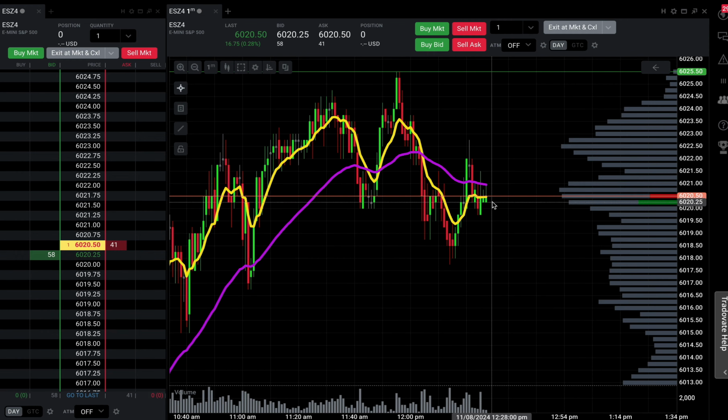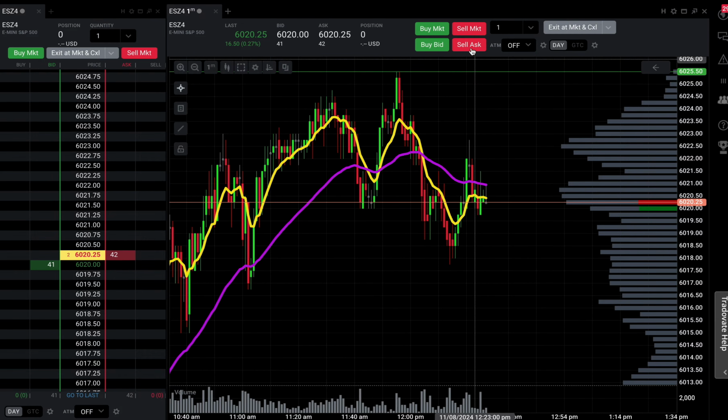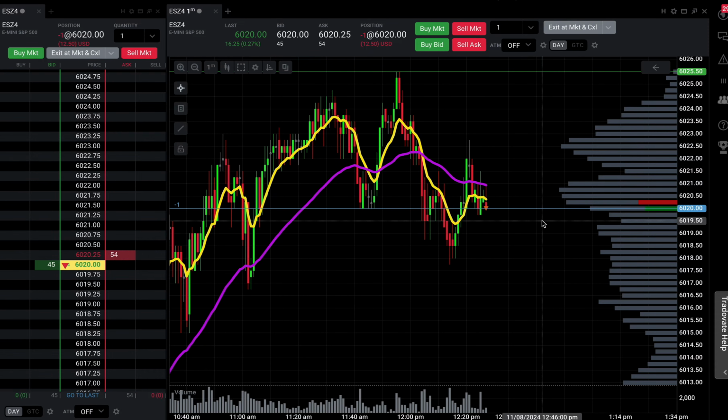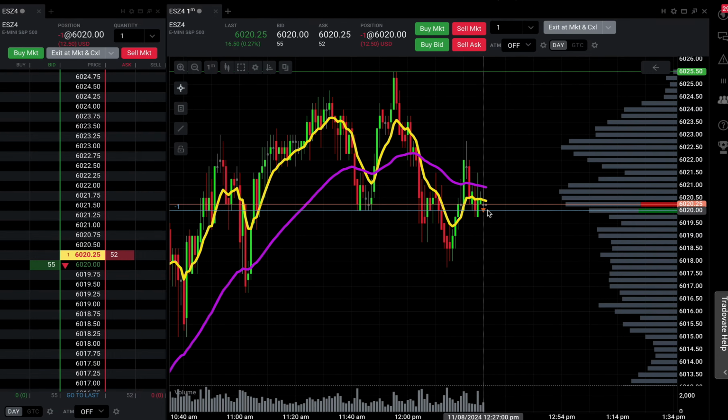Looking at the chart here, I would potentially want to go ahead and grab some sell orders. So what I'm going to do is hit sell market. Once I hit sell market, it's going to essentially get me in at this sell point. So we see the triangle here. That's where I entered.